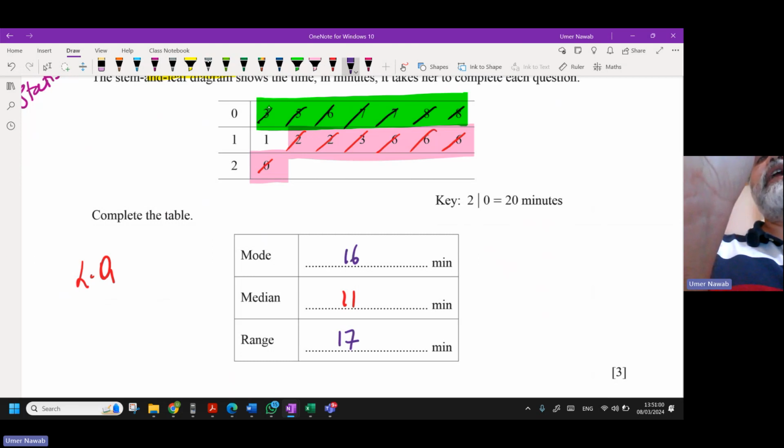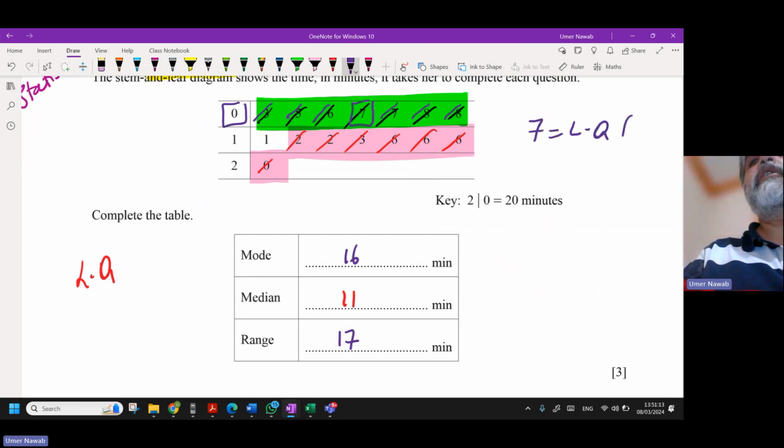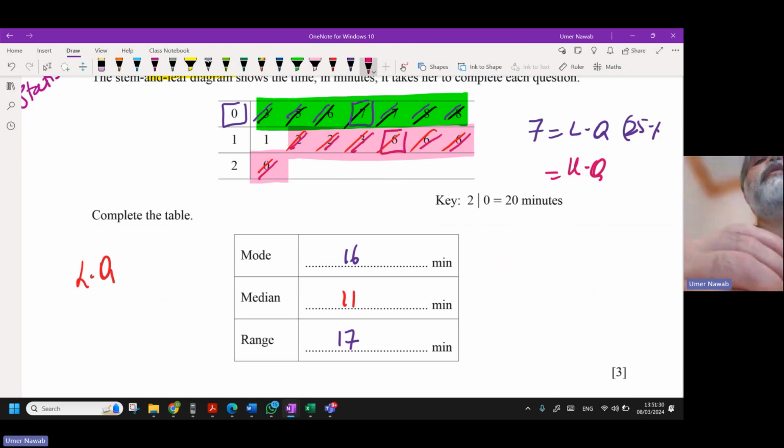Can I use the tally method again? Cross first and the last, second and the second last, third and the third last. Guys, 7 is left. So this 7 is your lower quartile, which is 25% of the data. And if a student wants to find the upper quartile in the exam, then he has to look into the pink area, which is the second half. You cut the first, you cut the last. Second, second last. Third, third last. So what is left in between? 16 is left, and that is your 75% of the data.